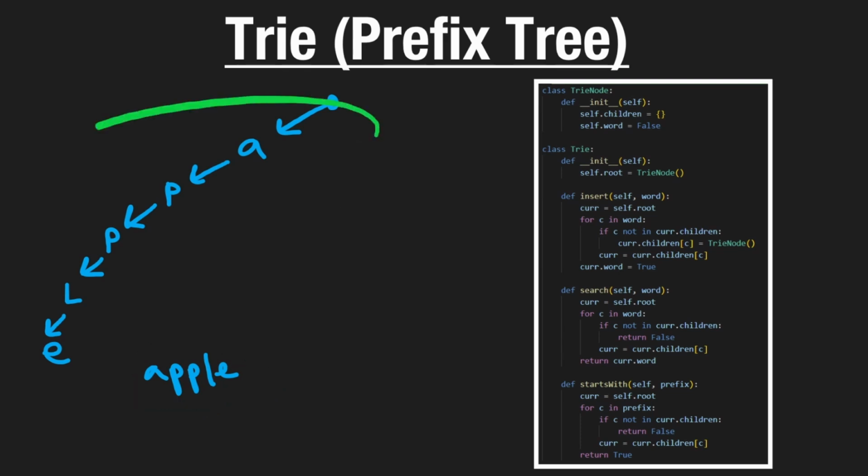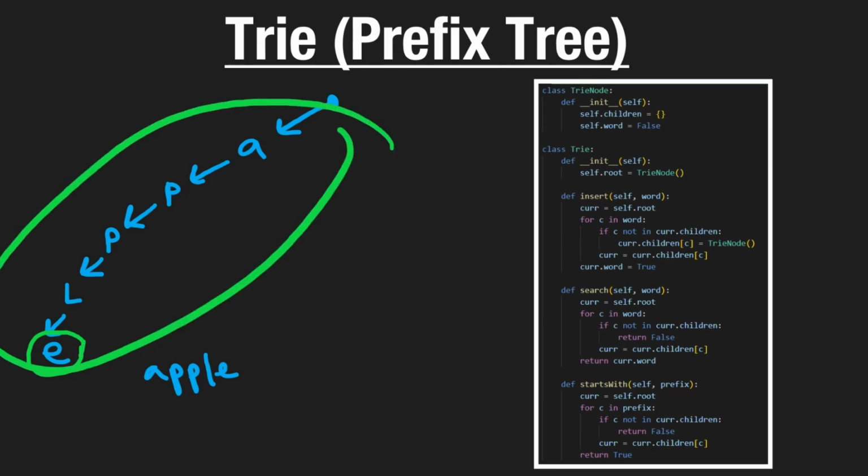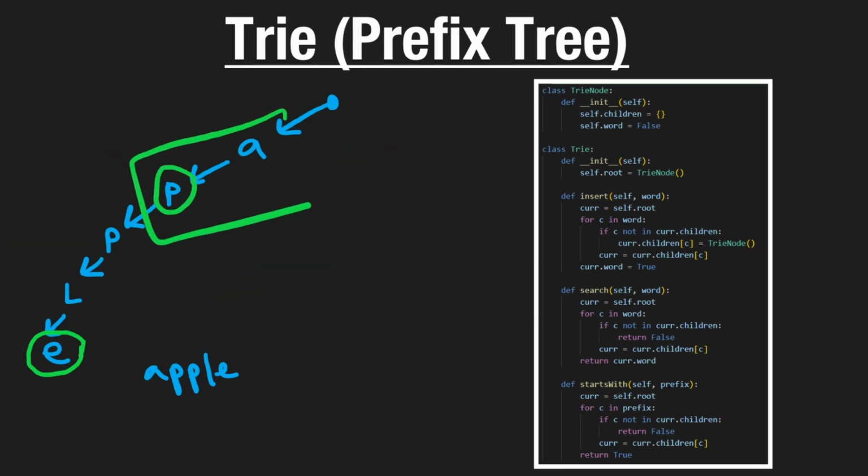That's why every time we insert a word, we mark the last character as the end of a word. Because then when we search, we don't want to say that this is a word. We never inserted this word. We inserted apple. Suppose the next word that we want to insert is the word ape.